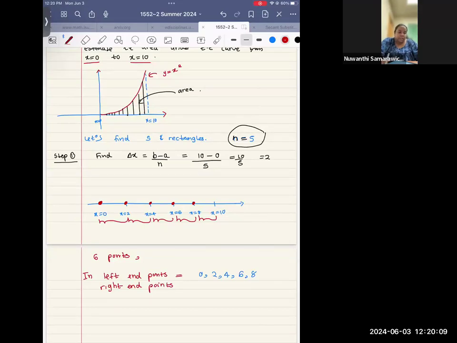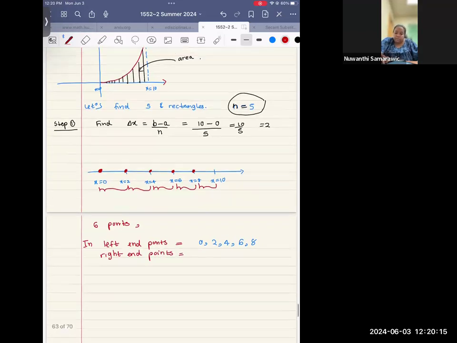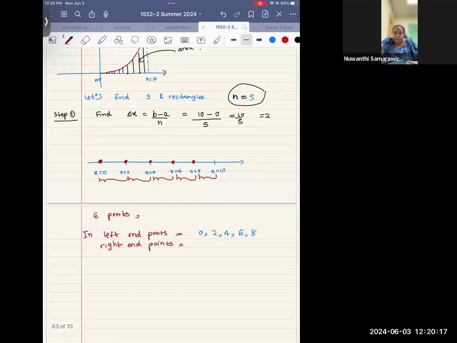Okay. Then similarly, can you tell me what the right endpoints are if we use the right endpoint rule? What are the right endpoints we use? Yes, really good. So it is 2, yes, 2 is also included. So 2, 4, 6, 8, and 10. So again, only 5 points we use.